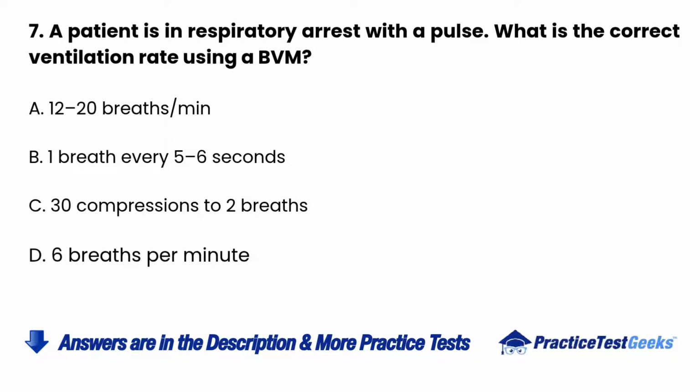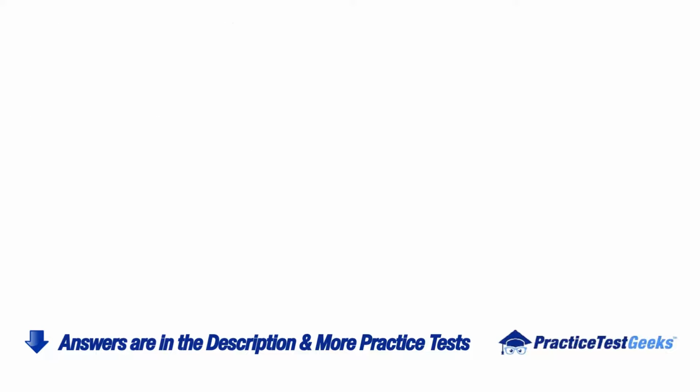7. A patient is in respiratory arrest with a pulse. What is the correct ventilation rate using a BVM? A. 12 to 20 breaths per minute. B. 1 breath every 5 to 6 seconds. C. 30 compressions to 2 breaths. D. 6 breaths per minute.